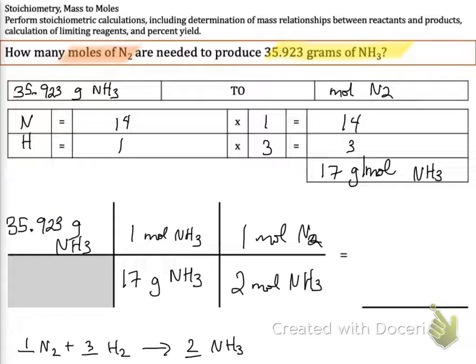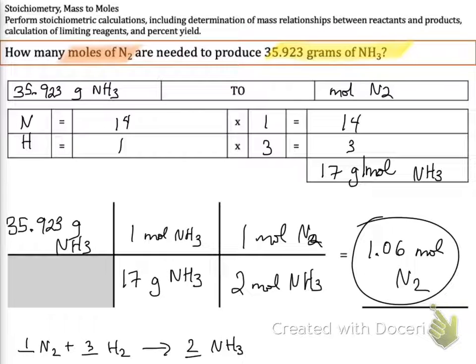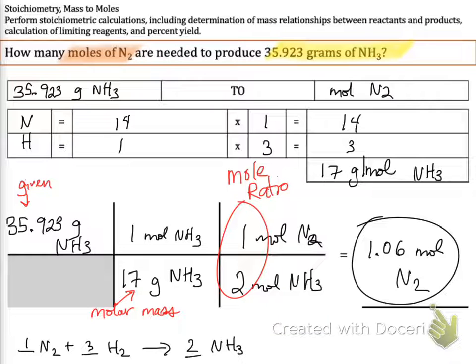So 35.923, and I get a final answer of 1.06 moles of N2. So to recap where my numbers came from, 35 was given to me in the problem. 17 is the molar mass of NH3. And then the 1 and the 2, this is my mole ratio. And those numbers came from the coefficients in our balanced equation.